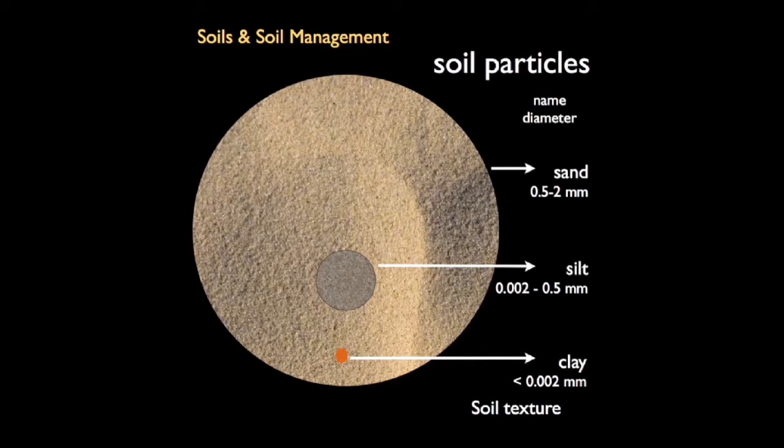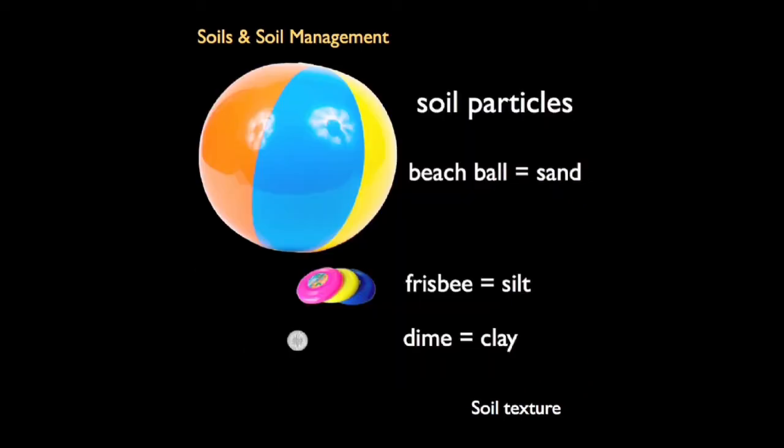One way to visualize the particle size distribution is to think of a grain of sand as the size of a large beach ball, silt as the size of a frisbee, and a largish clay particle as the size of a dime.